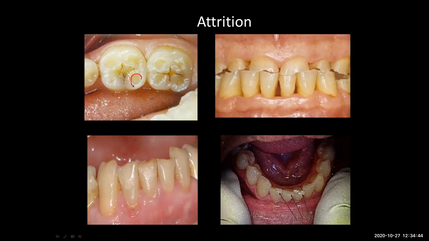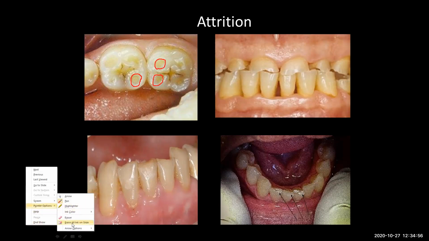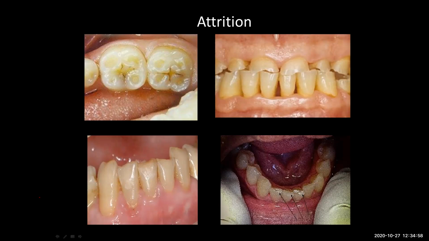Do you remember what classification this is? Classics. Class 6, exactly. And this is not a normal place for caries because it's smooth surface. And there's no pit, there's no fissure, it's just wearing away.